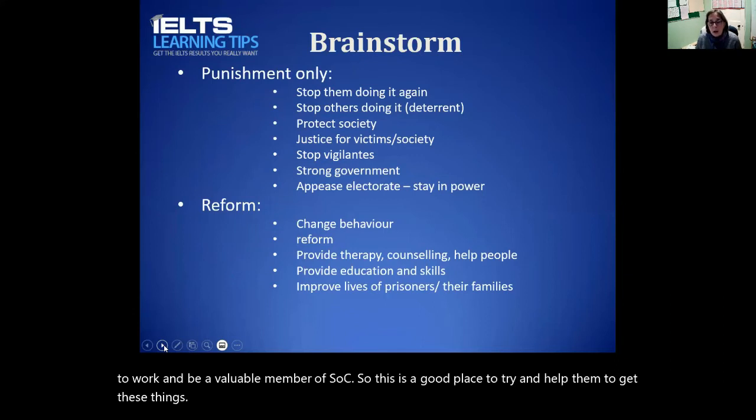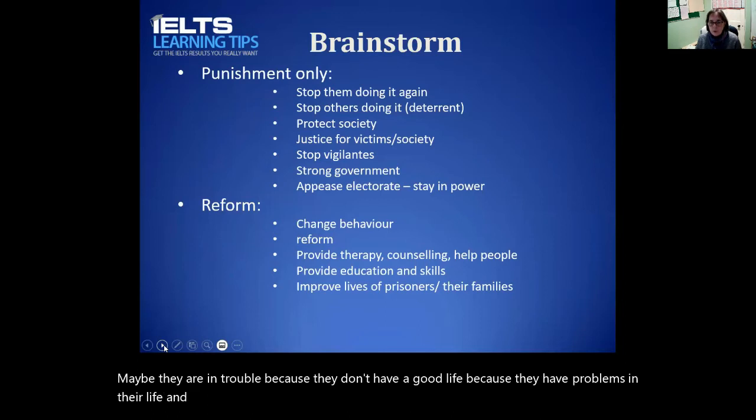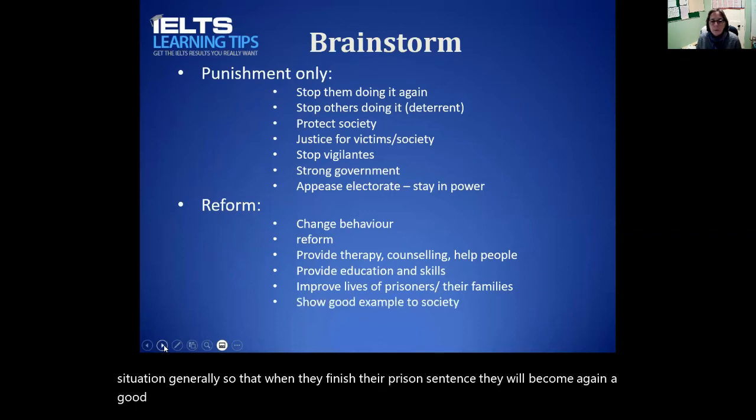Maybe they are in trouble because they don't have a good life, because they have problems in their life and their families have problems. So maybe you can help them to improve their situation generally, so that when they finish their prison sentence, they will become again a good member of society. And finally, if you do these things, then it shows a good example to society.